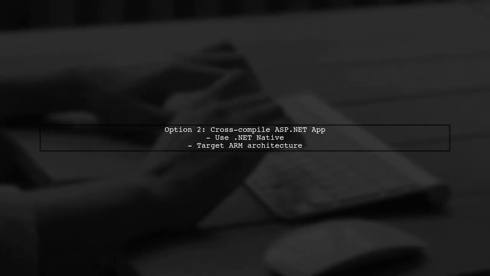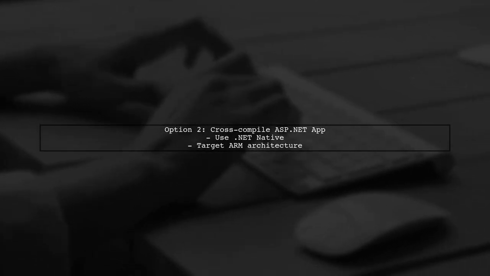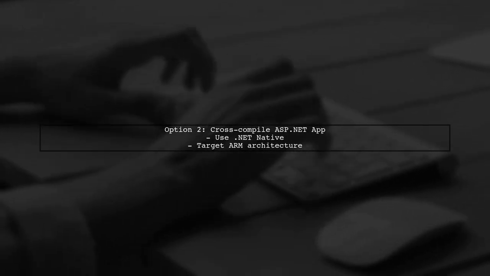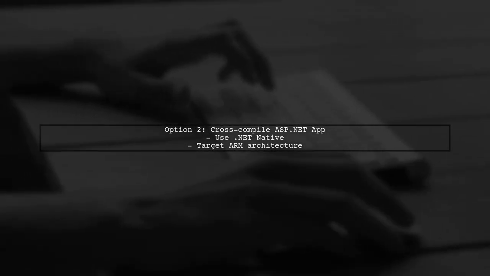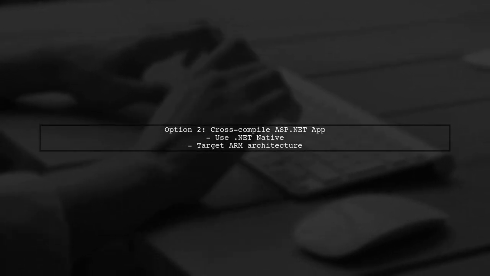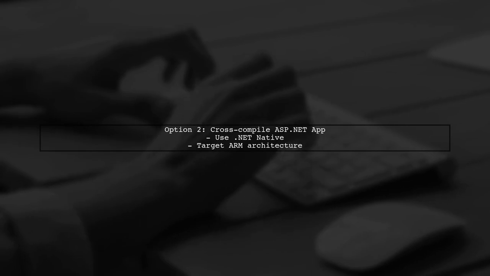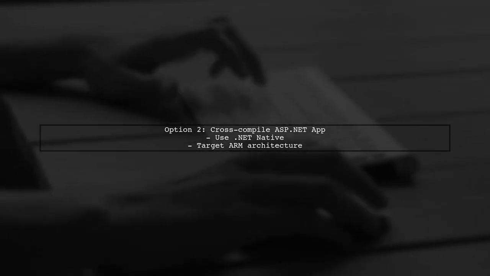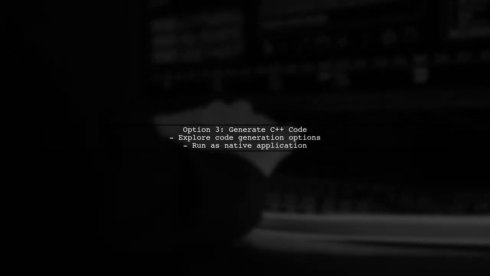If compiling the .NET runtime is too complex, another approach is to cross-compile your ASP.NET application using .NET Native targeting ARM. This could allow your application to run on the device without needing a full .NET runtime. Alternatively, you might consider generating C++ code from your ASP.NET project. This could provide a way to run your application without relying on .NET Core directly.